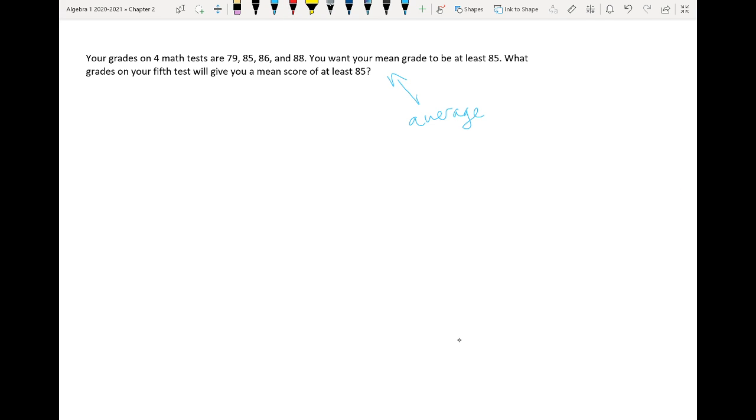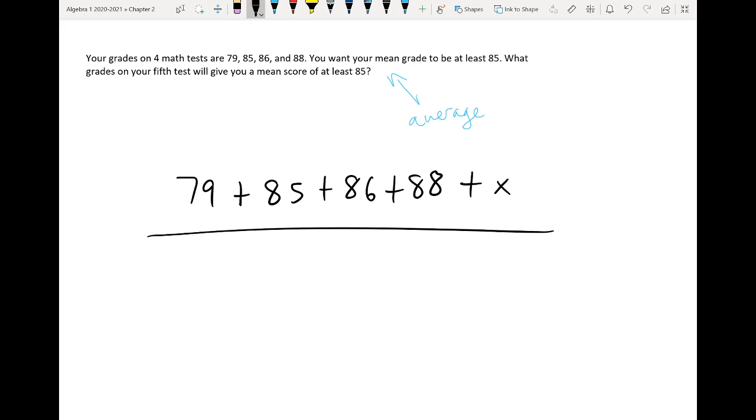So the way we're going to do this is we have 5 tests that we're looking at. There's the 4 that you've already taken, where you've gotten a 79, an 85, an 86, an 88. The 5th test we haven't taken yet. That's our unknown, which we will say x. We're going to divide by the number of tests, including the one you have not taken. There are 5 tests.